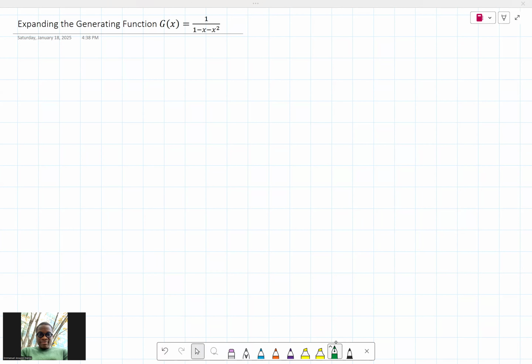In this video, we're talking about expanding the generating function g of x equals 1 over x, 1 over 1 minus x squared. The actual aim is to get the first 6 terms of the sequence represented by this generating function. And this is how we progress. The generating function is given by g of x equals 1 over 1 minus x squared.